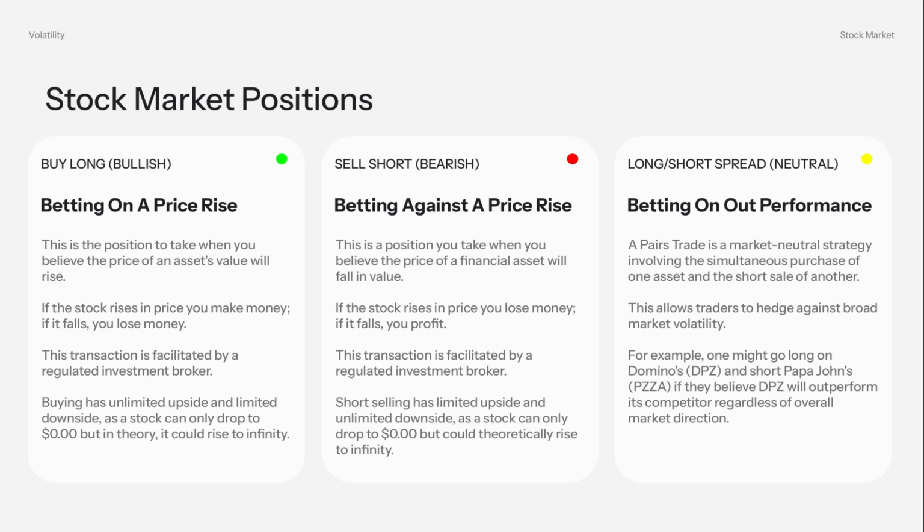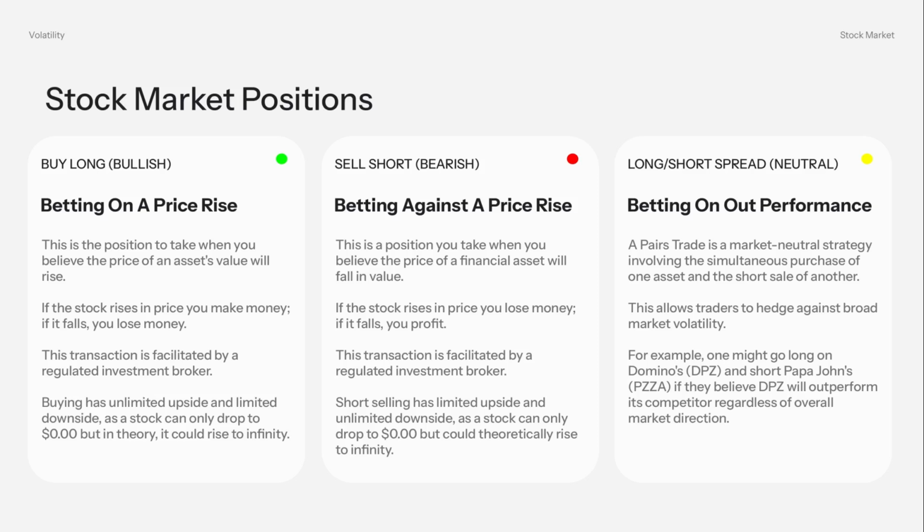Betting against a price rise. This is a position you take when you believe the price of a financial asset will fall in value. If the stock rises in price, you lose money. If it falls, you profit. This transaction is facilitated by a regulated investment broker. Short selling has limited upside and unlimited downside, as a stock can only drop to 0 but could theoretically rise to infinity.